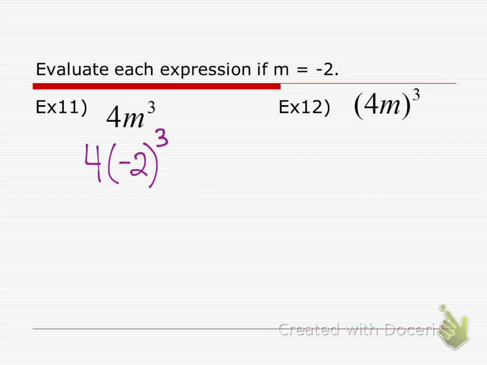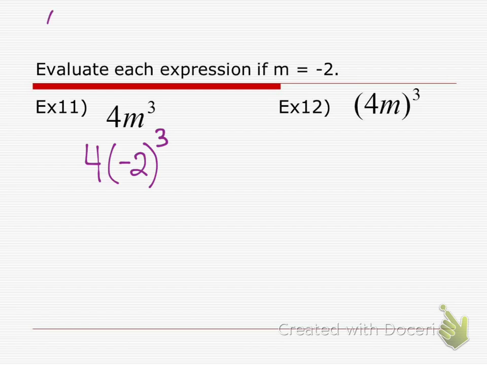Using our order of operations, is there anything to do inside of the parentheses? No, it's just a -2. There's nothing to do inside the parentheses. So we move on to E, which stands for exponent. Our exponent applies to what number? The -2. Only the -2.